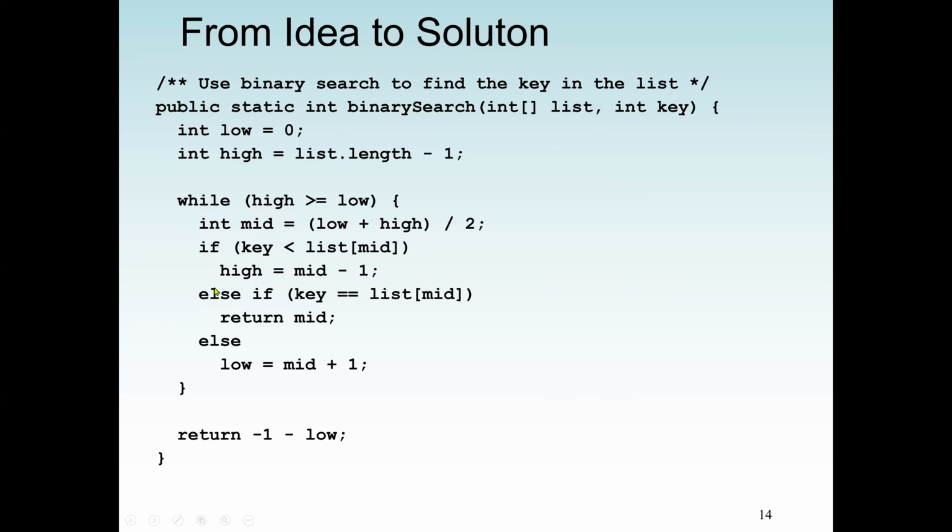So else, if the key is equal to the middle, then we return the middle. Otherwise, we go to the higher side. So if we are going to the higher side, it means we have to ignore from the low, which is 0, up to the middle. So we go middle plus 1. So low equal to middle plus 1 means we ignore the lower half. And mid minus 1 means we ignore from the middle to the highest. So that's the whole concept here. 3 options.